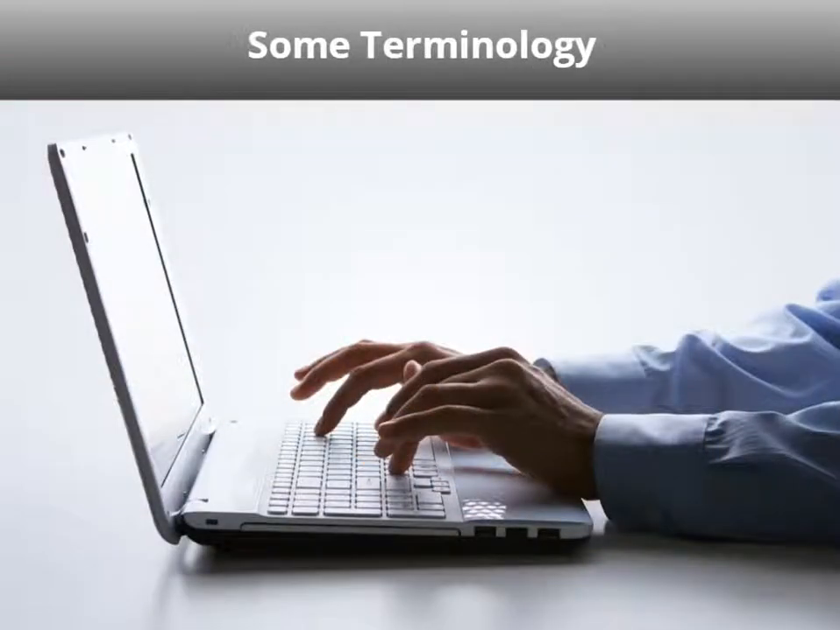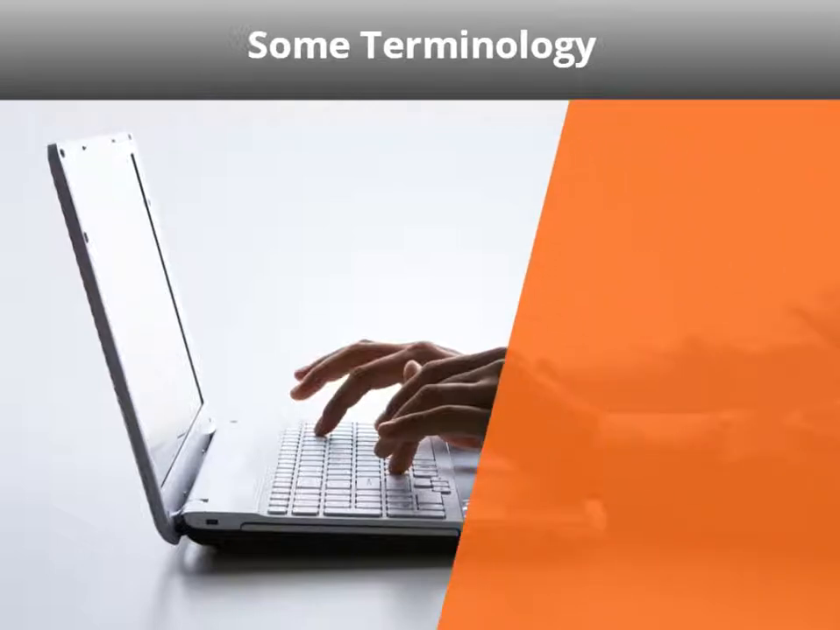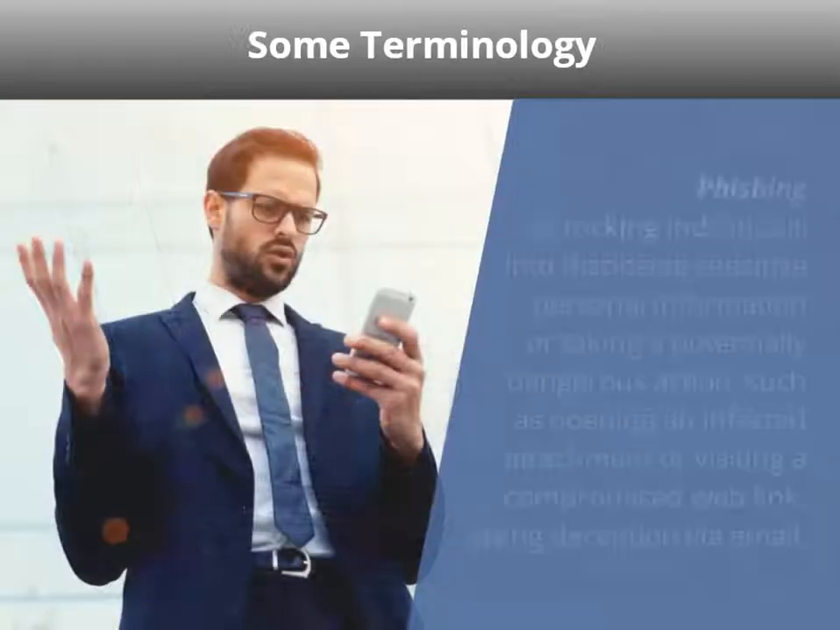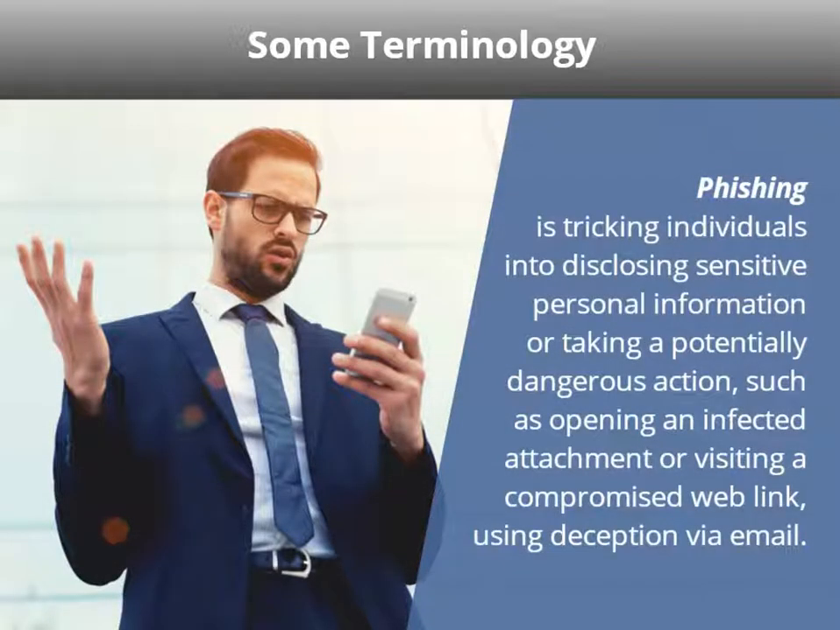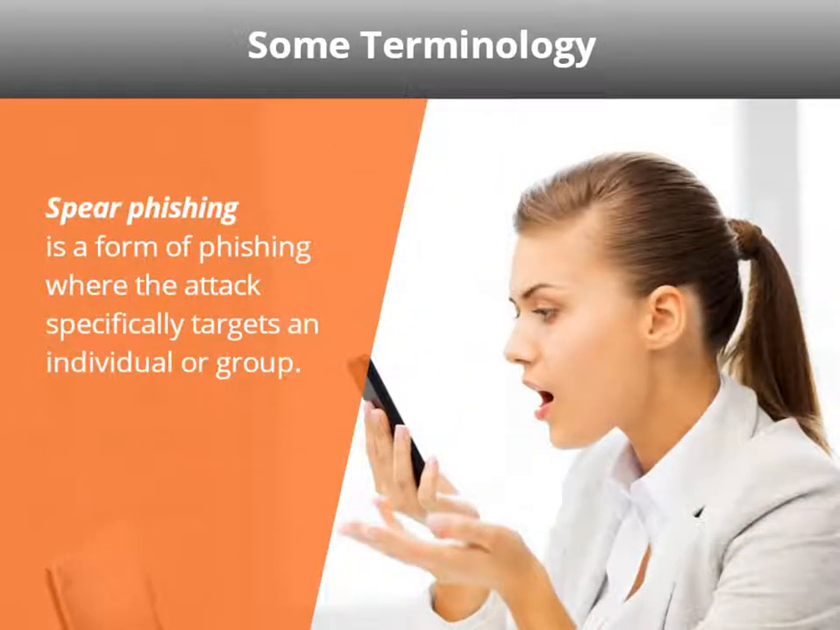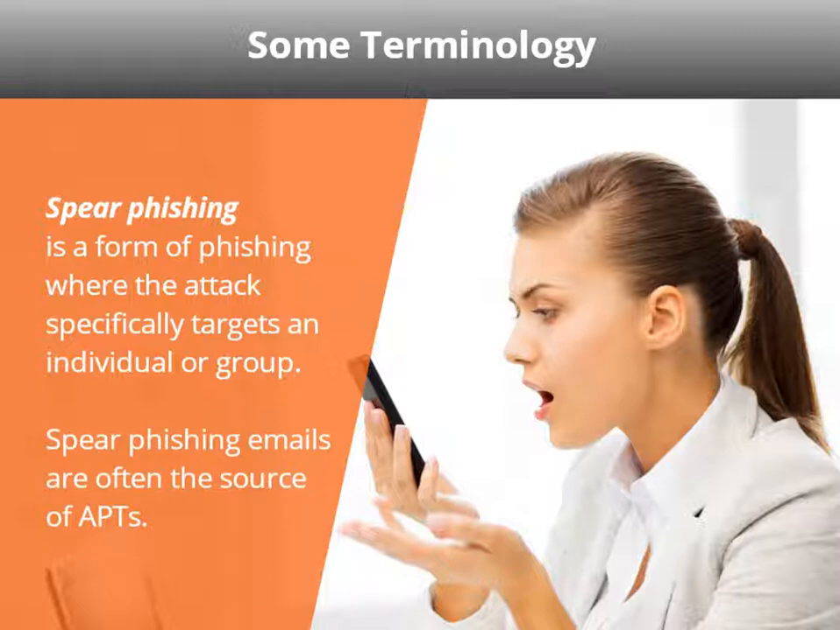Here are some important terms you need to know regarding email security. Spam is unsolicited bulk commercial email messages. Phishing is tricking individuals into disclosing sensitive personal information or taking a potentially dangerous action, such as opening an infected attachment or visiting a compromised web link, using deception via email. Spear phishing is a form of phishing where the attack specifically targets an individual or group. Since the attacker has researched the target and crafted their attack accordingly, spear phishing attacks are more likely to succeed. Spear phishing emails are often the source of APTs.